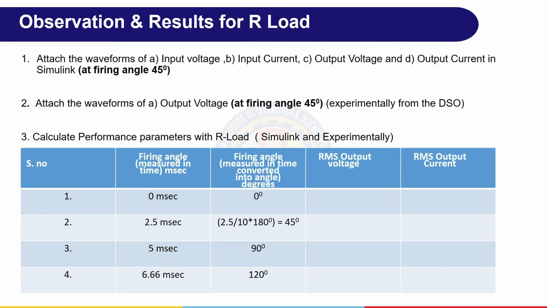Observations and results for R load. Now we already saved all the files in the folder. So here you have to attach the waveform at firing angle 45 degrees, and attach the waveform of output voltage experimentally at firing angle 45 degrees. Simulink and experimental values you have to place in the tabular column for different firing angles: 0 degrees, 45 degrees, 90 degrees and 120 degrees.